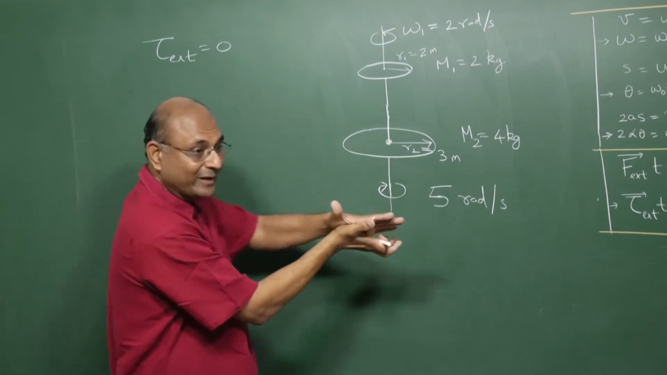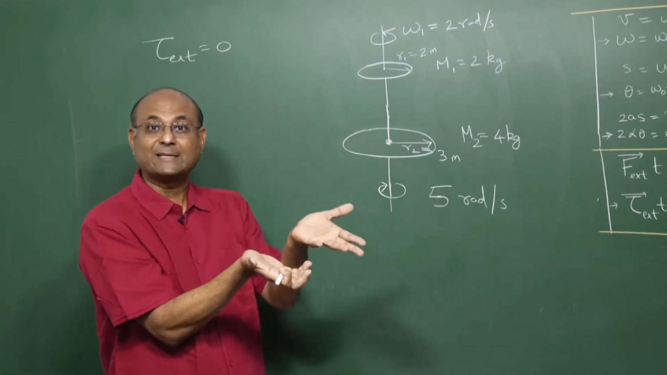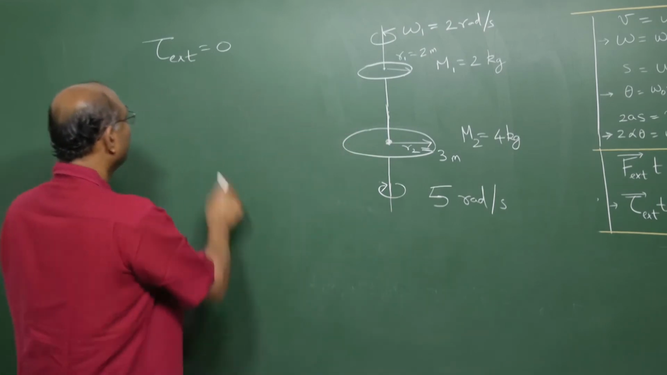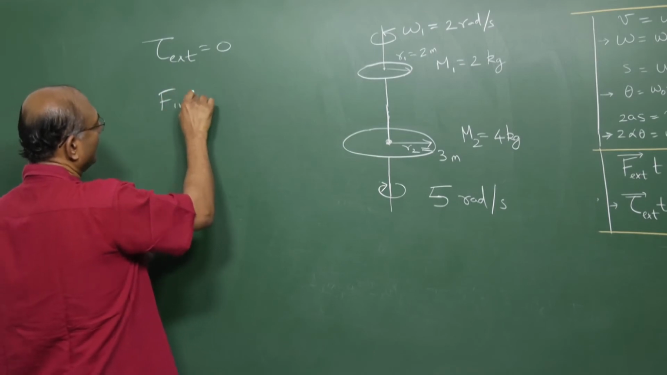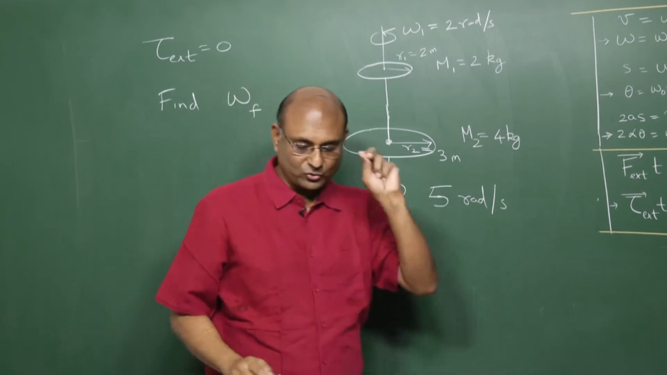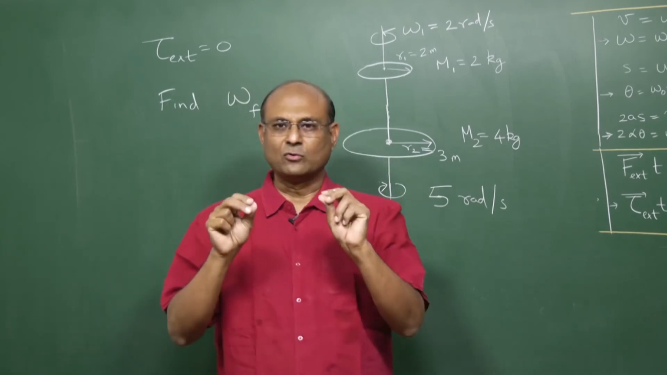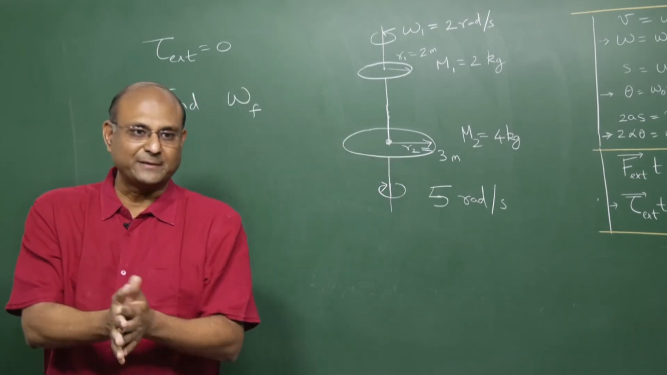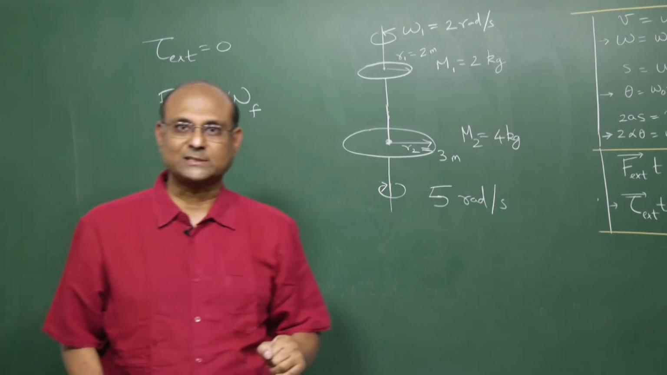So when you press them together, after some time it's like a collision problem where they are sticking. Find the final angular velocity of the two discs. Okay, I'm going to give you 2-3 minutes to do it. Come on, quickly finish it. Enter the answer in the box that will come up.